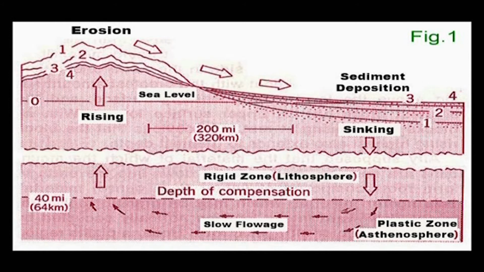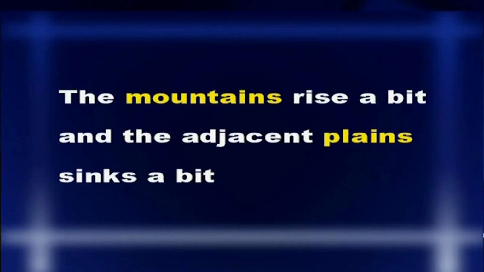Further, erosion processes transport rock particles from mountains to adjacent plains or shallow areas where they are deposited. Once again, as I already explained, you have to see figure number 1 to get a clear view of that. They get deposited as layers of sediments. Okay. The mountains rise a bit and the adjacent plains sink a bit.